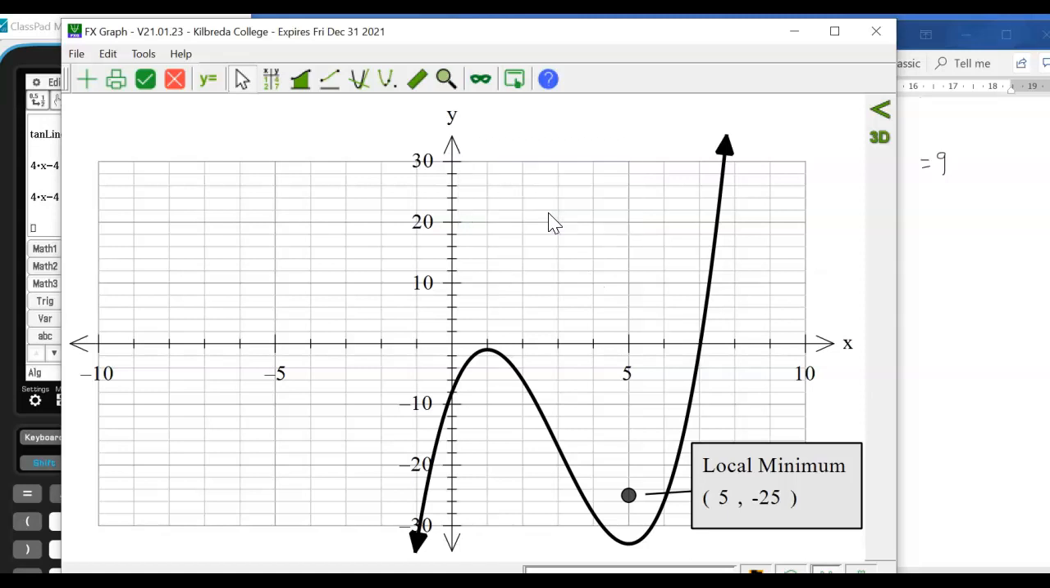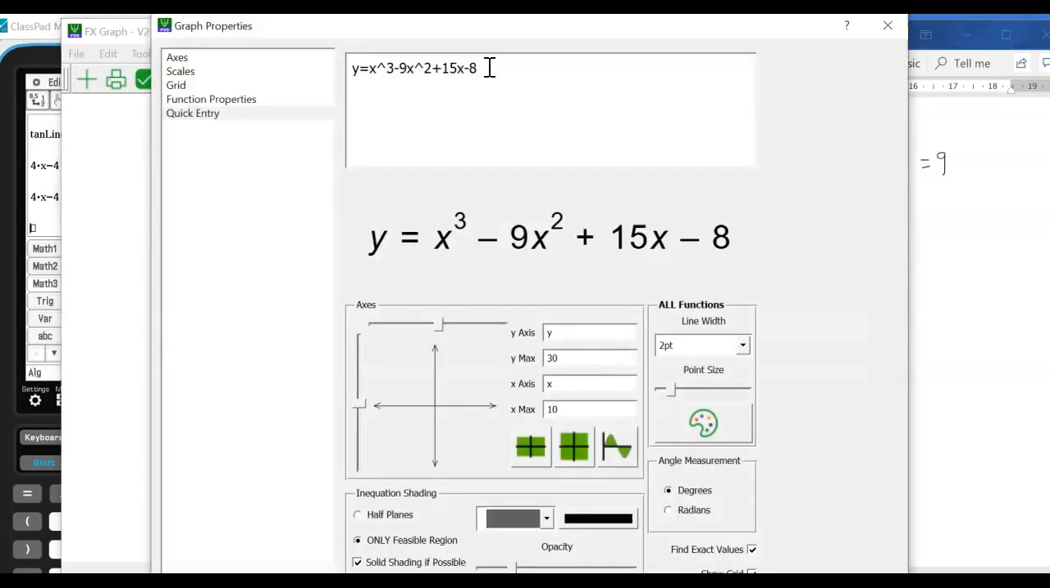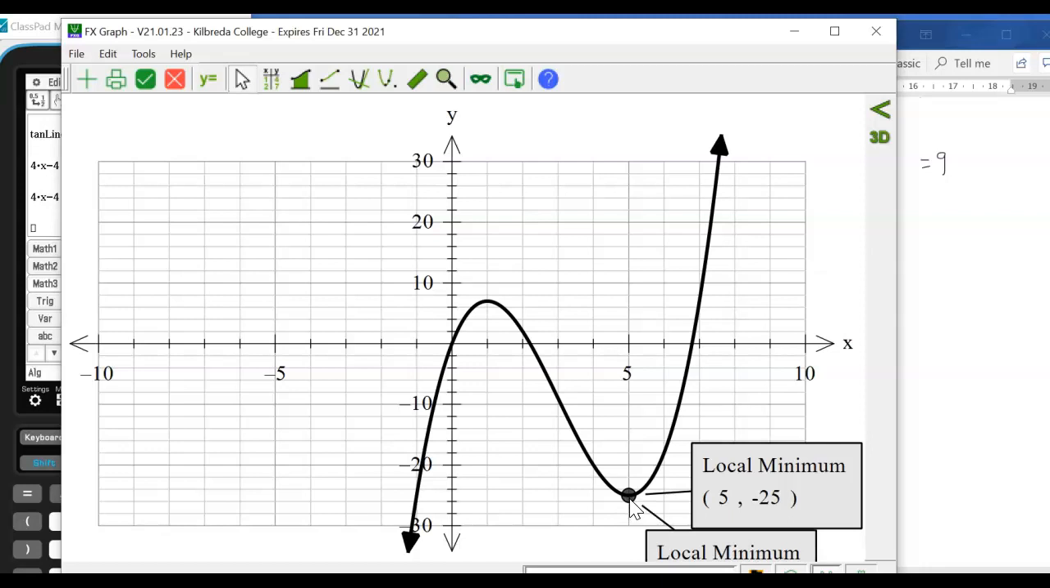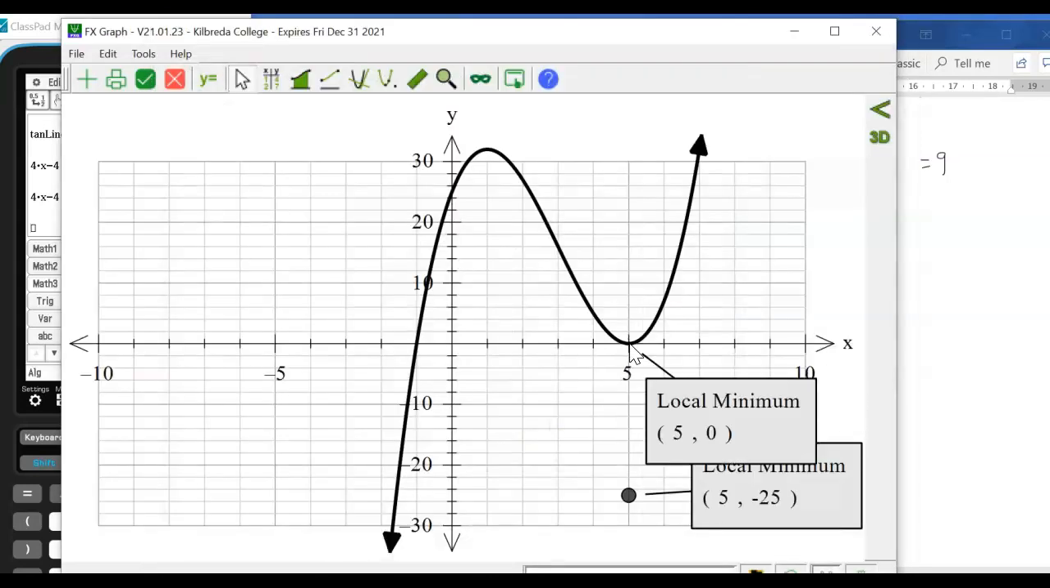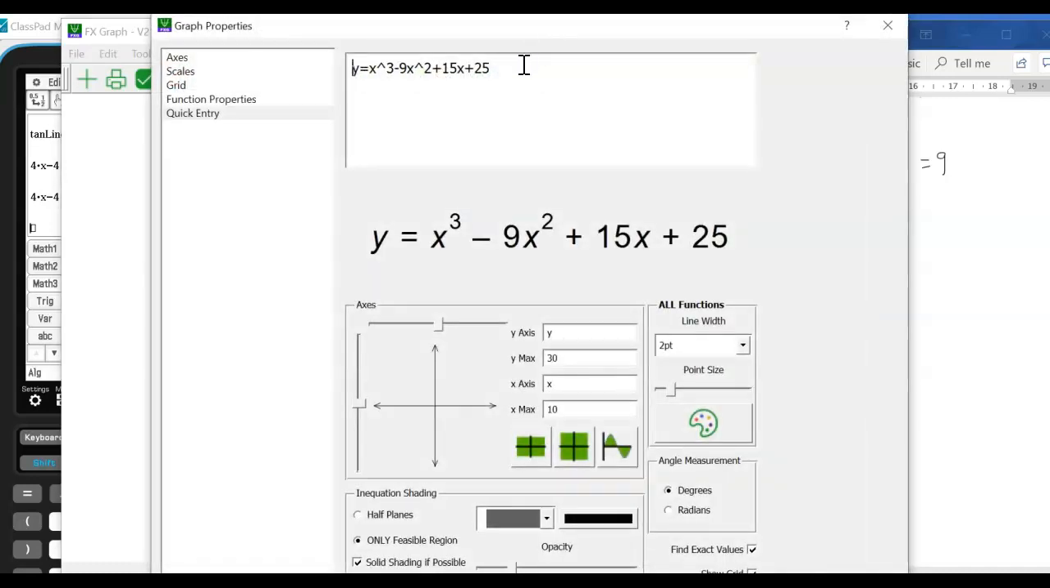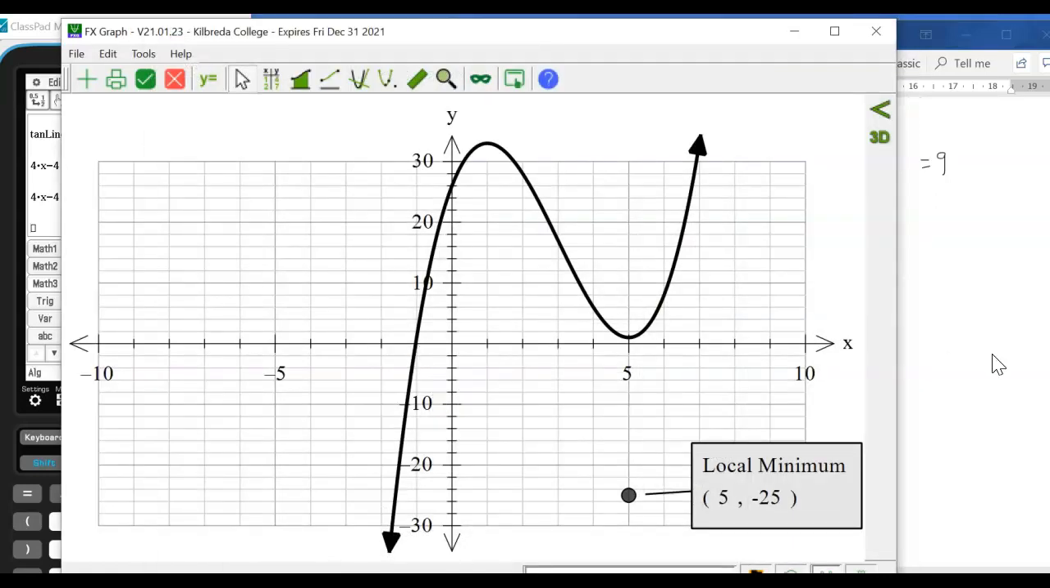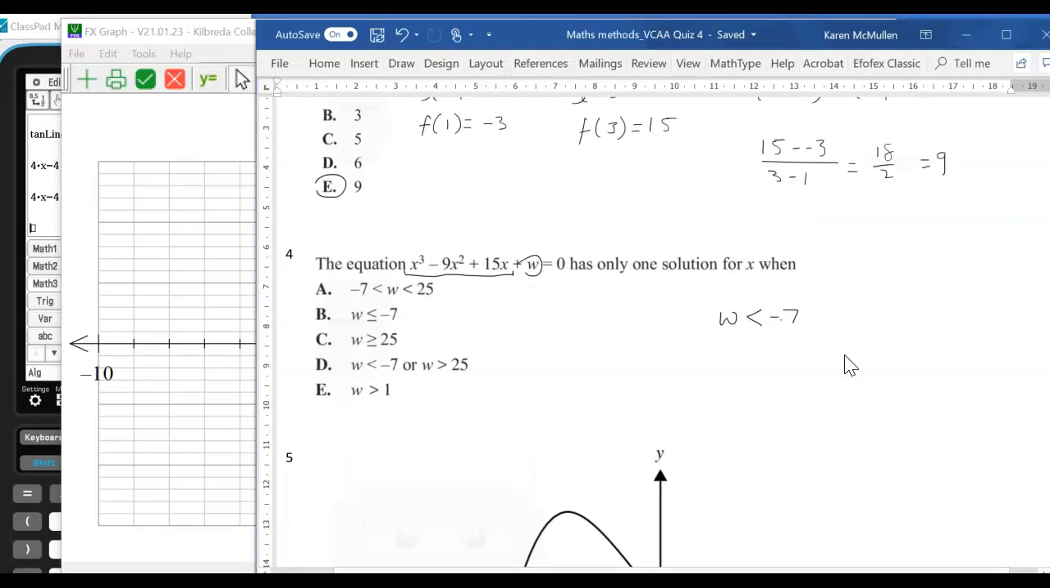All right, I wonder if I can just get rid of that. It's a bit in the way. All right, let's go back to our original graph. All right, so there's my local maximum. So what do you think I need to do now to make sure it only crosses once? I need to move this graph up 25. All right, so if I add 25, it's going to hit the x-axis now. So see, it's now hit the x-axis. So anything greater than 25, so if I do 26, it's only going to hit once over here. So that means w has to be less than -7 or w has to be greater than 25. So the correct answer for that one is D.